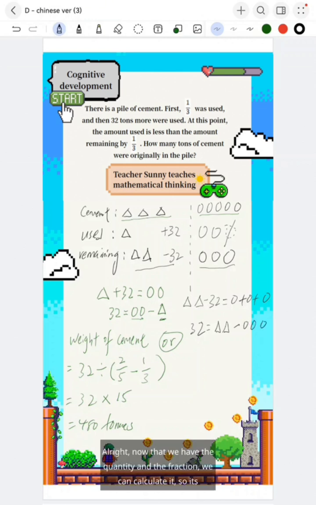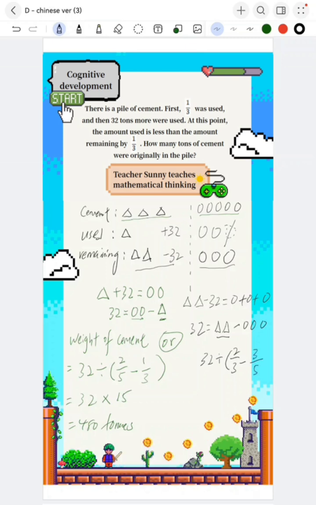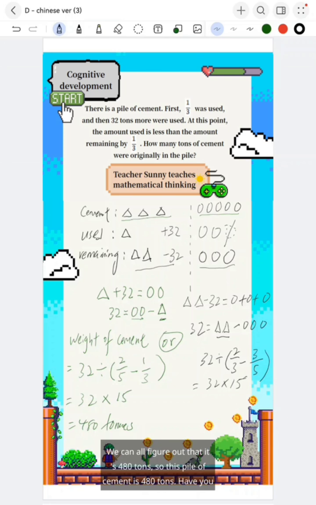All right, now that we have the quantity and the fraction, we can calculate it. So its weight is 32. Quantity divided by the fraction. 2 triangles out of a total of 3 triangles, it accounts for 2 triangles. And then out of a total of 5 circles, it accounts for 3 circles. So it's indeed the same. We can all figure out that it's 480 tons. So this pile of cement is 480 tons.